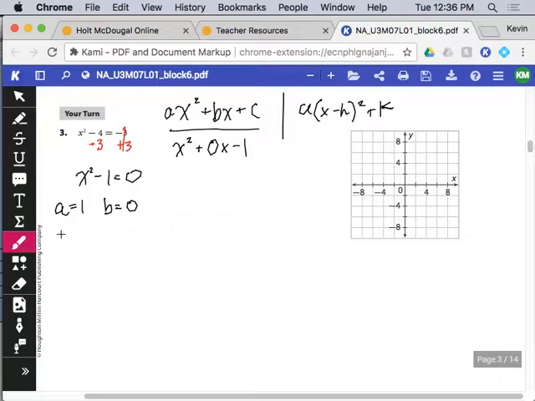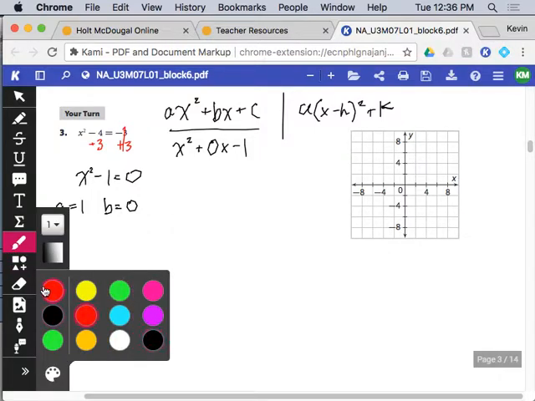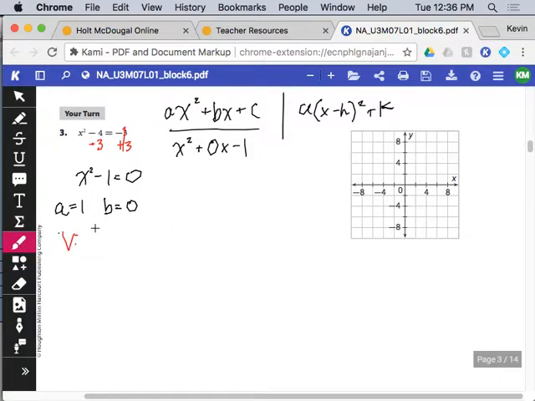So when we're finding our vertex, remember our vertex is at negative b over 2a. Well, that's just negative 0 over 2 times 1. Well, that's just 0. So that's the x component of our vertex.